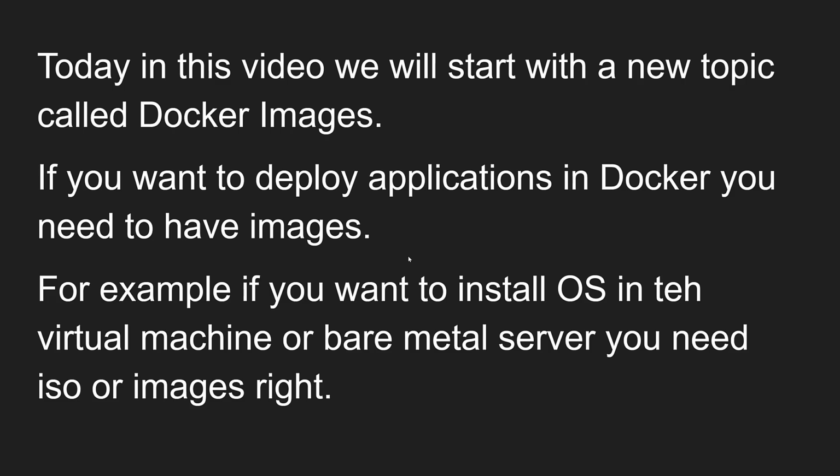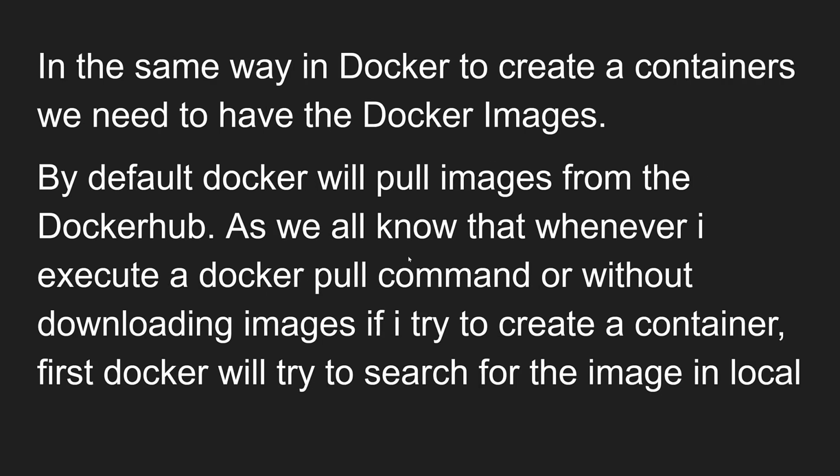If you want to deploy applications in Docker, you need to have an image. That means if you have an image only, then you can deploy the application, meaning create the container in your Docker host machine. For example, if you want to install an OS in a virtual machine or in a bare metal server or in any system, you need to have an ISO or an image, right? So if you want to install Ubuntu in your laptop, what do you need to have? You need to have an ISO or the image. In the same way, in Docker also, in order to create a container, we need to have the Docker image. That is a simple thing.